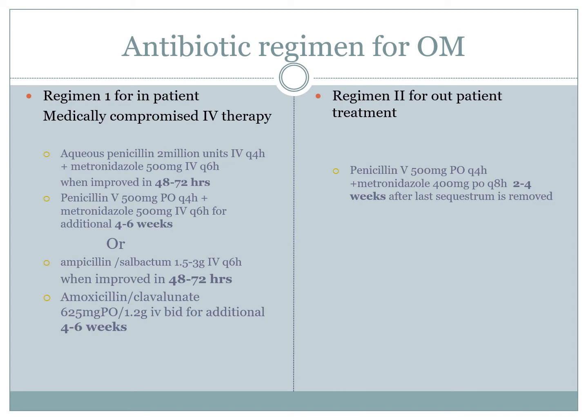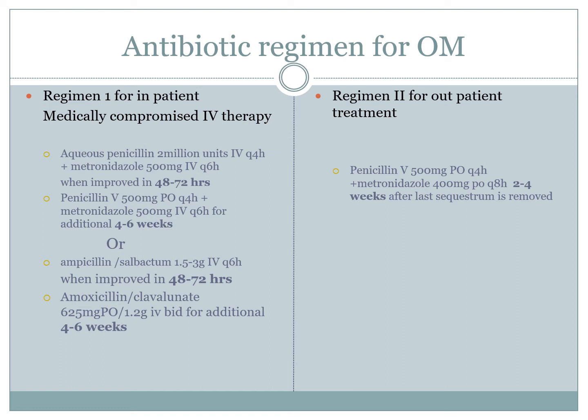The antibiotic regimens for osteomyelitis are of two types: for medically compromised patients, and for inpatients with severe, chronic pain type cases, we use IV antibiotics. More commonly it is penicillin IV plus metronidazole 500 milligram IV every 6 hours. When it improves in 42 to 72 hours.